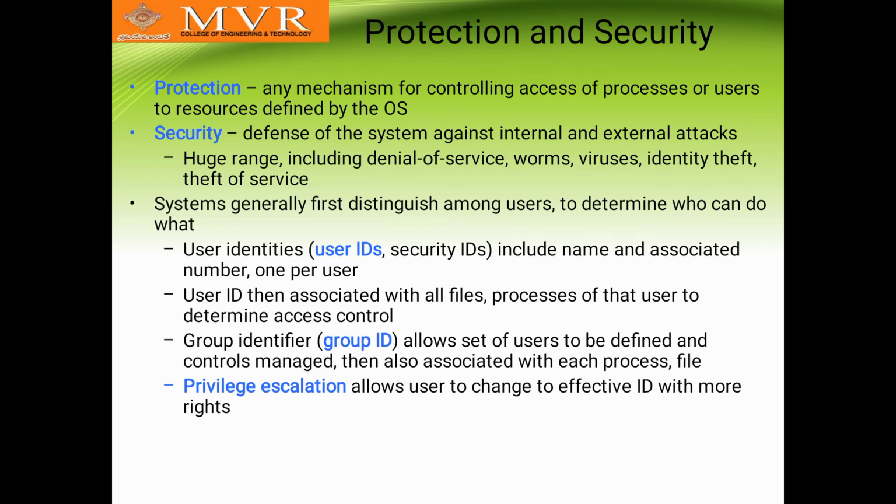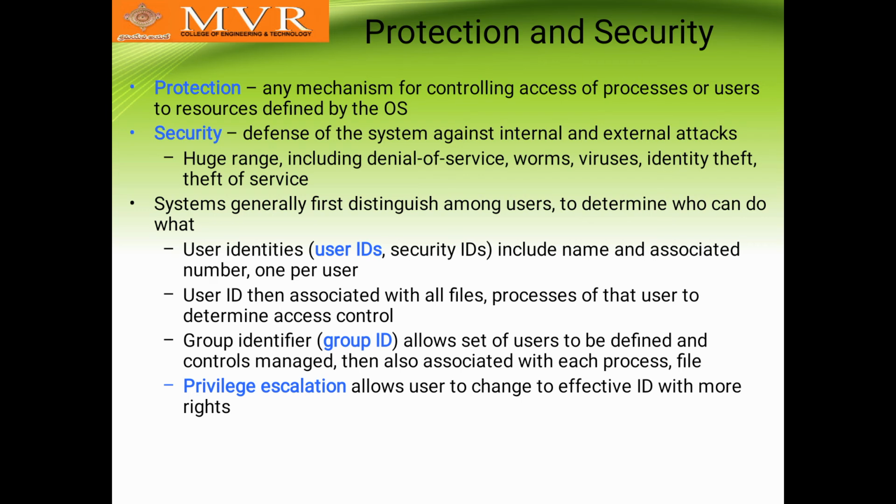Protection and security. Protection and security sound the same, but the mechanisms are different. Protection means any mechanism for controlling access of processes or users to resources defined by the operating system. Security is defense of the system against internal and external attacks. The range includes denial of service, worms, viruses, and identity theft of services.